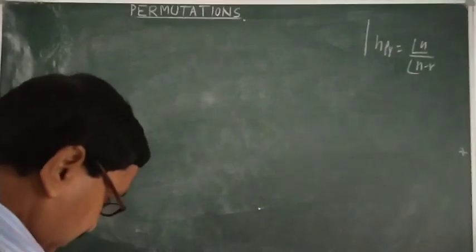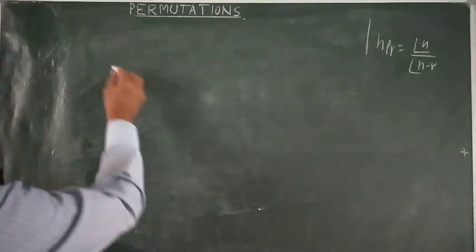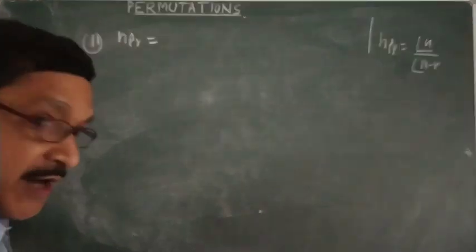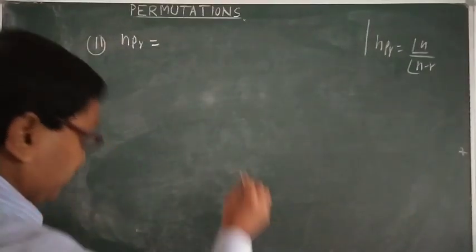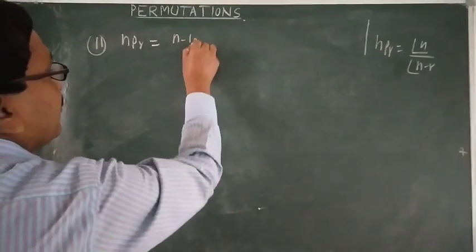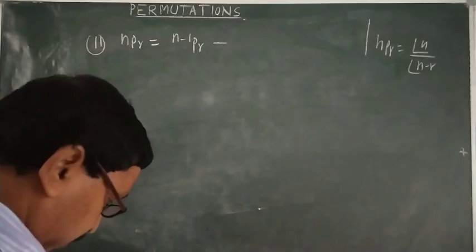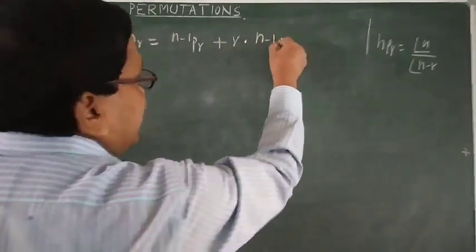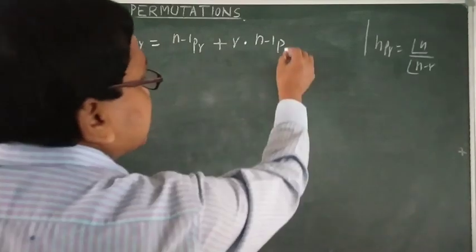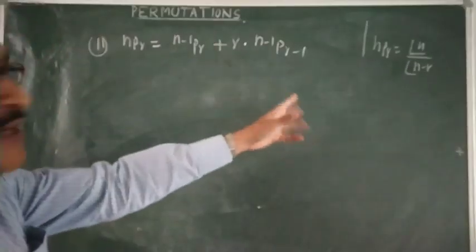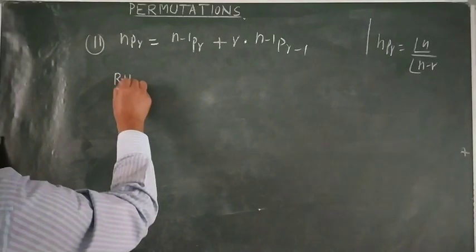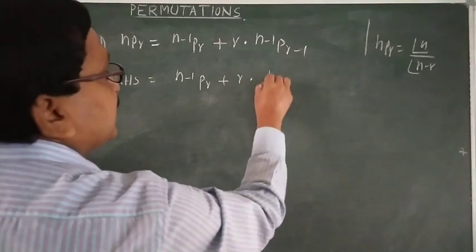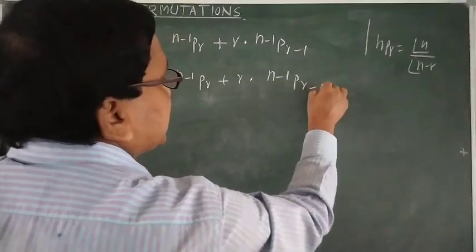Next question, number 11. nPr is equal to (n minus 1)Pr plus r times (n minus 1)P(r minus 1). We have to prove this. So starting from RHS, (n minus 1)Pr plus r times (n minus 1)P(r minus 1).